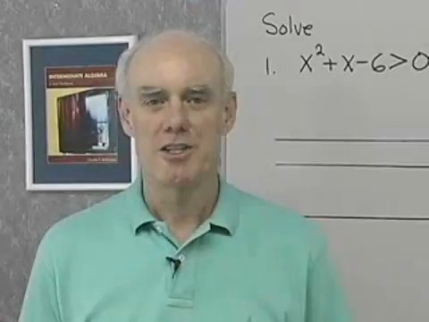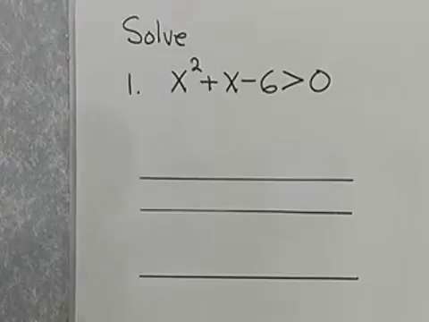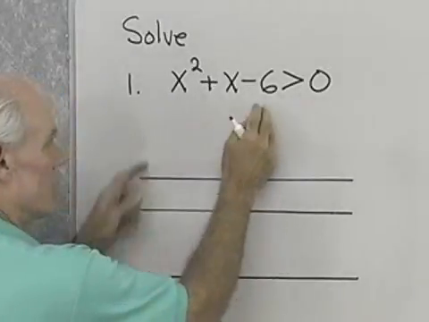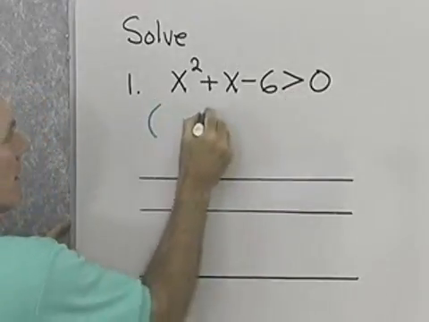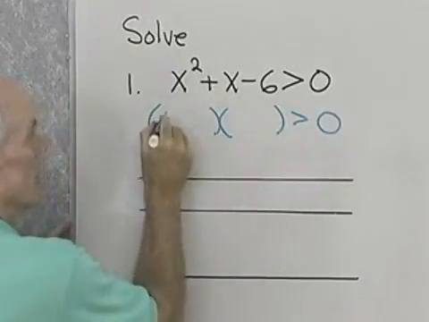In this section we want to look at some quadratic inequalities, and here's our first example. We have x squared plus x minus 6 is greater than 0, so it's a quadratic inequality. I'll begin by factoring. I'll factor this trinomial into the product of two binomials.